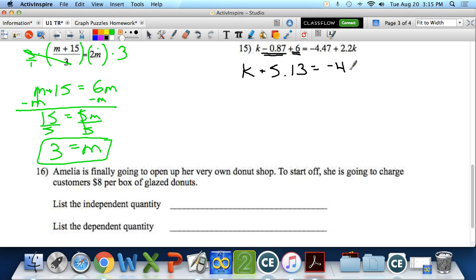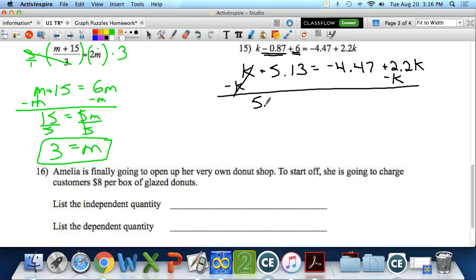Be careful. Negative 4.47 plus 2.2k. Right side didn't change. All we did was combine some like terms. But now everything's going to start to change. I'm going to subtract k from both sides. I'm going to move it to the right this time. I've been moving them to the left. I'm just showing you can go either direction with these. I want to move mine to the right because this way I know they're going to stay positive over here. I've been doing this problem in one single step earlier today, but I'm going to slow it down a little bit so that you can keep up with the video a little bit better.